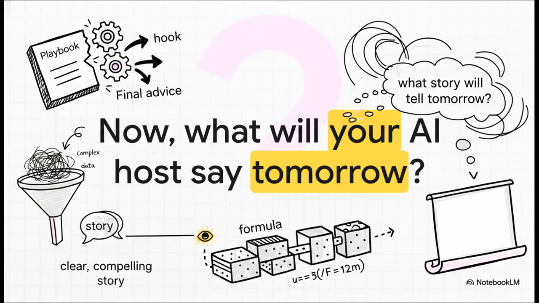So, we've done it. We've completely deconstructed the playbook, from that crucial first hook all the way to the final piece of advice. We've shown you exactly how to turn a bunch of complex data into a clear, compelling story that traders will actually want to watch. The formula? It's all right here. So I guess the only question left is, what story are you going to tell tomorrow?